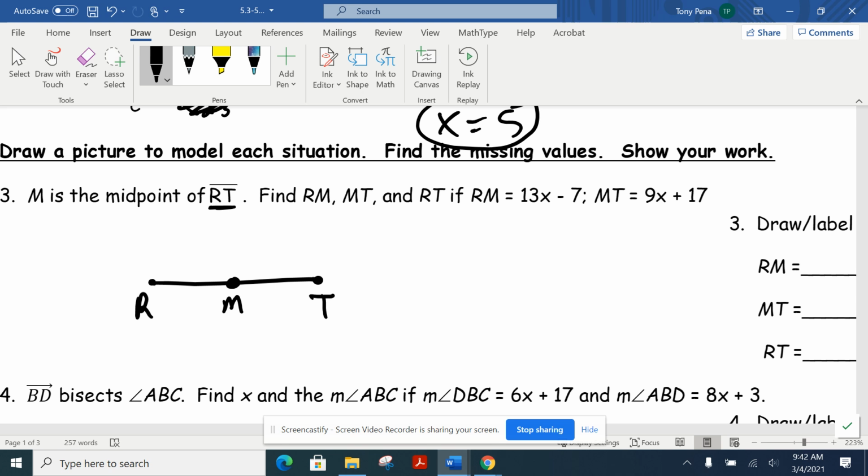I want you to find all three lengths, R to M, M to T, and then R to T, if R to M is 13x minus a 7. So this segment here is 13x minus a 7. And then M to T is 9x plus 17.